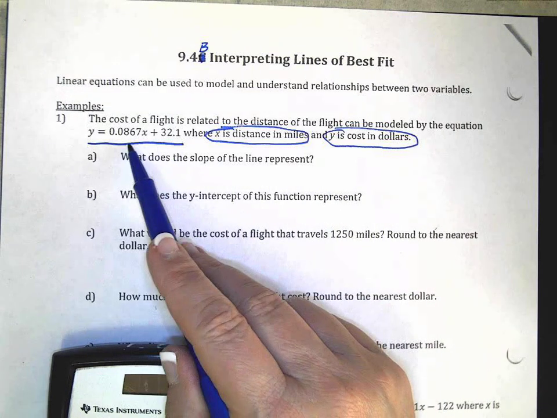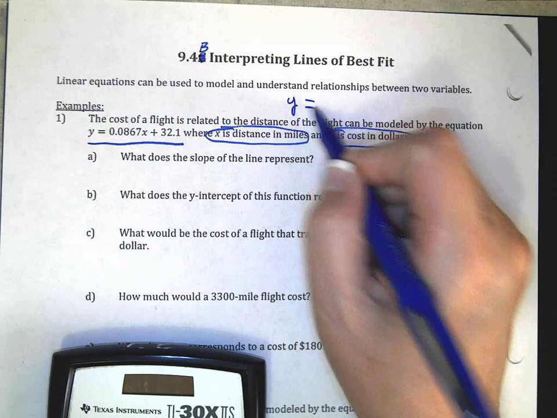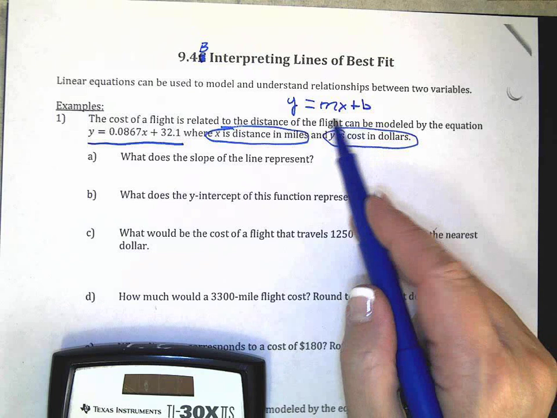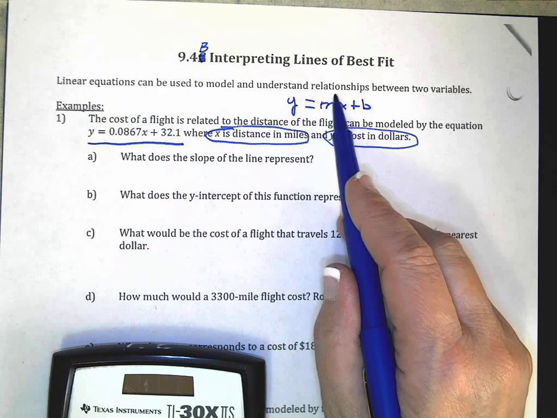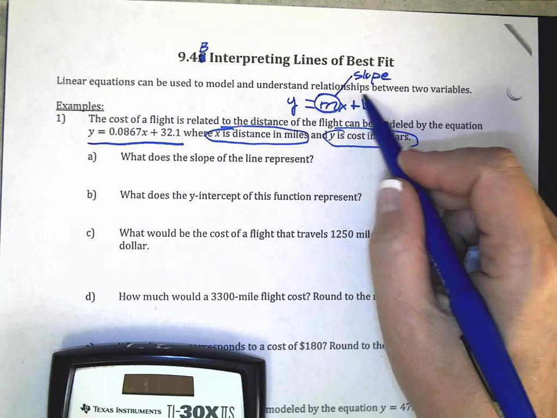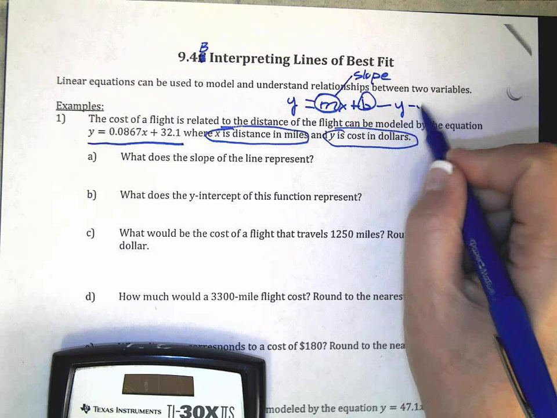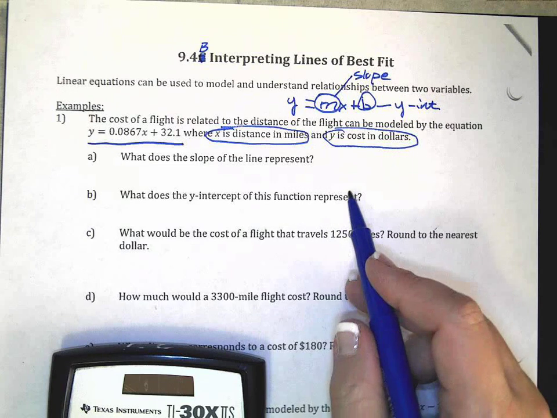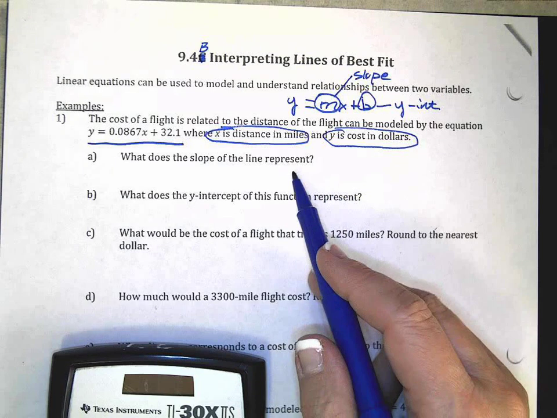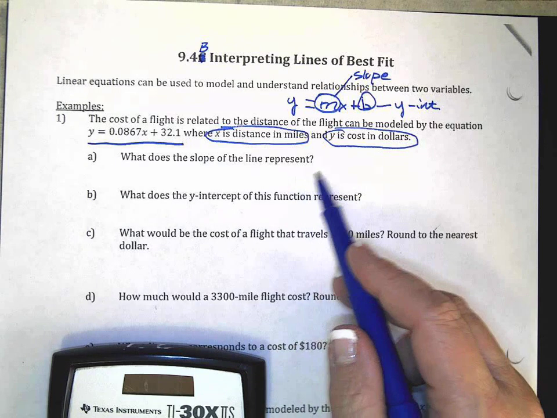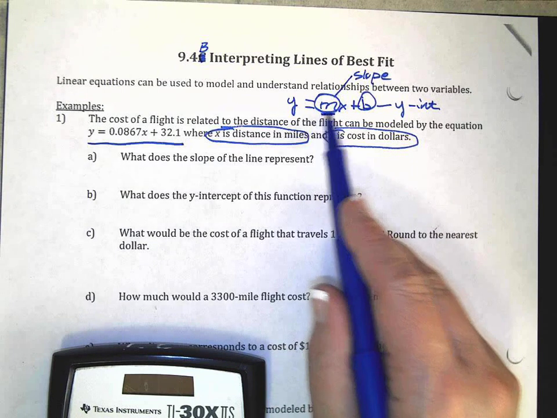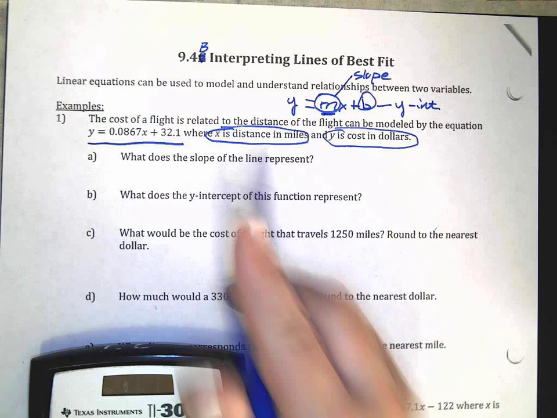Now, if you'll notice, this equation that they give us should look familiar. It is written in slope-intercept form. So it's written in the y equals mx plus b, where m is our slope and b is the y-intercept. So on this first example, they want us to, on part A, explain what the slope of the line represents in this context. So first of all, find the slope, and it's the number in front of x.